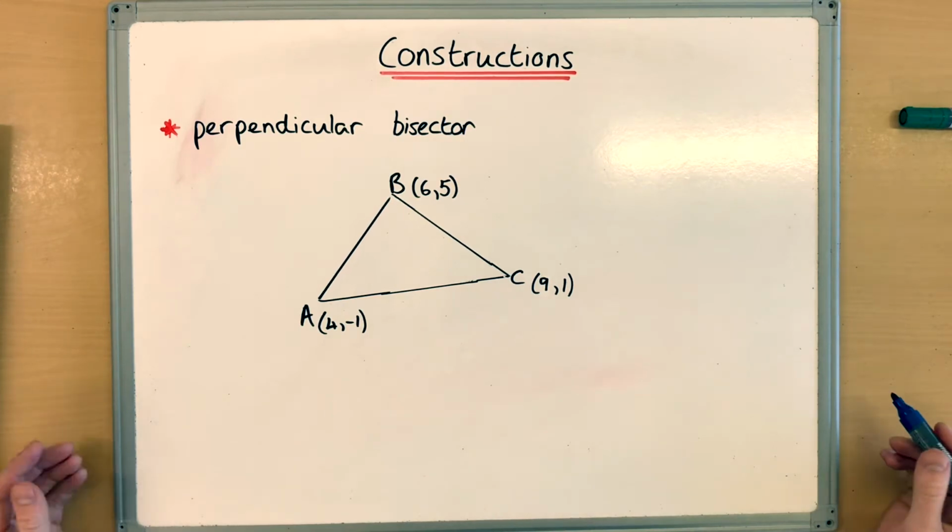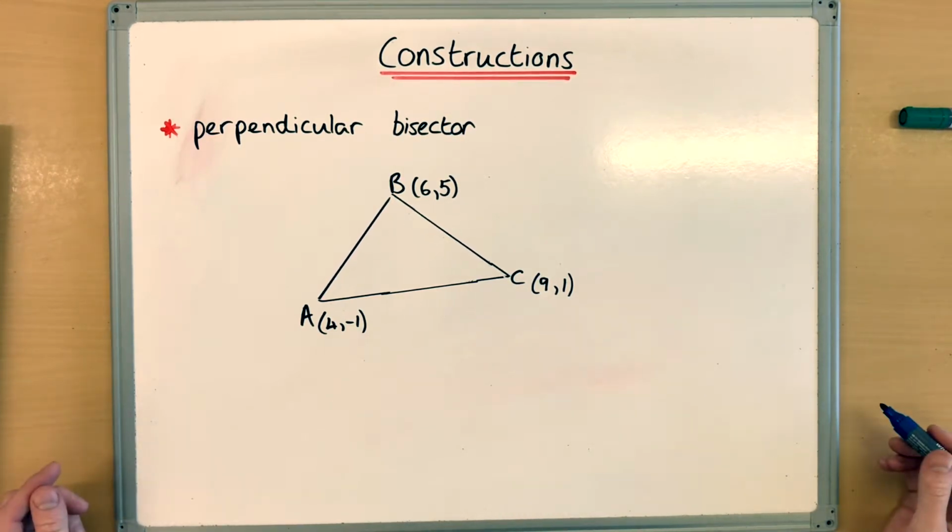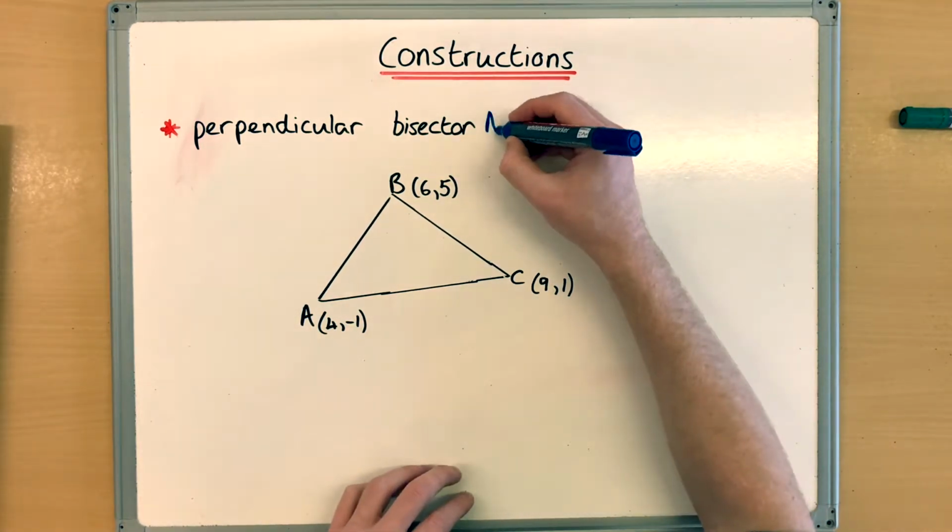Okay, so there are 3 main constructions that we make in the straight line topic. The first of the 3 is perpendicular bisector. Now I've drawn a triangle here, ABC. I'm going to find the perpendicular bisector of AB.